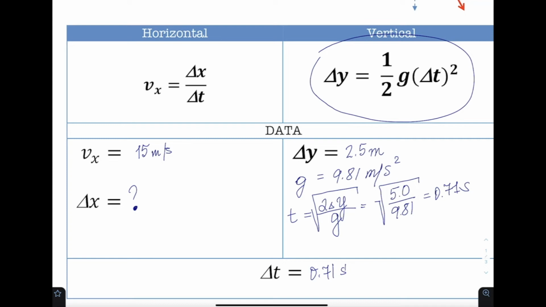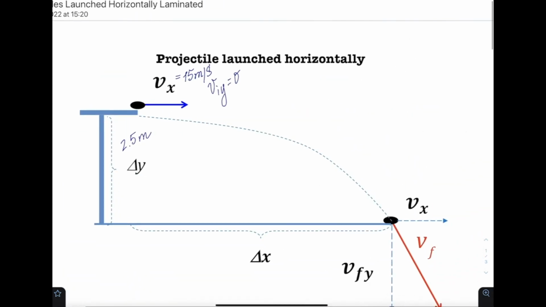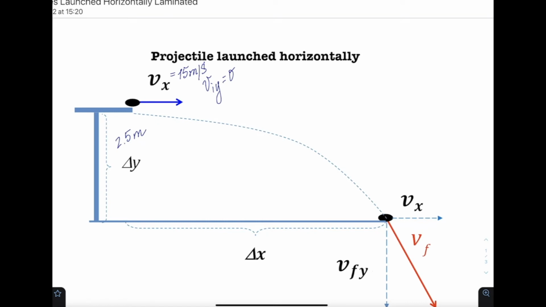Then we can say that delta x is going to be Vx times change in t, and it is going to be 15 times 0.71, 11 meters. So again, the incoming data was something was rolled off a 2.5 meter platform, so that's the vertical displacement, with initial velocity of 15 meters per second. It was rolled off horizontally, so we know only horizontal velocity; vertical is 0 because it's rolling off forward, not up or down. And we're looking for how far from the platform the projectile will land.